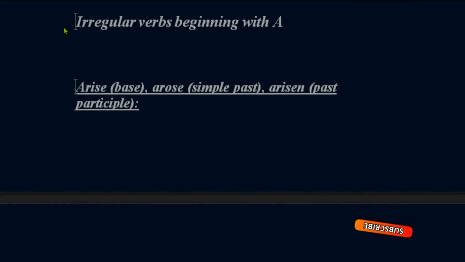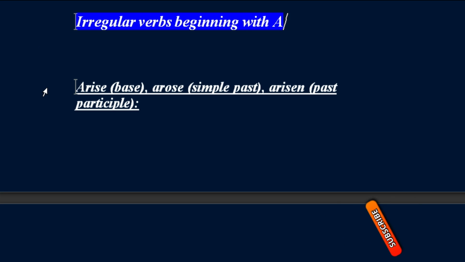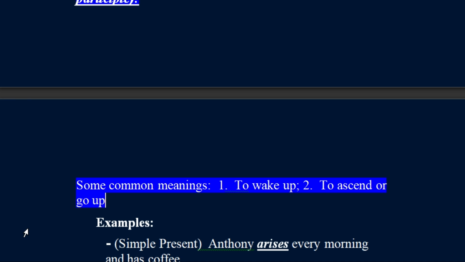Let's begin. Irregular verbs beginning with the letter A. Arise, base. Arose, the simple past. Arisen, past participle. Some common meanings. Number 1, to wake up. 2, to ascend or go up.